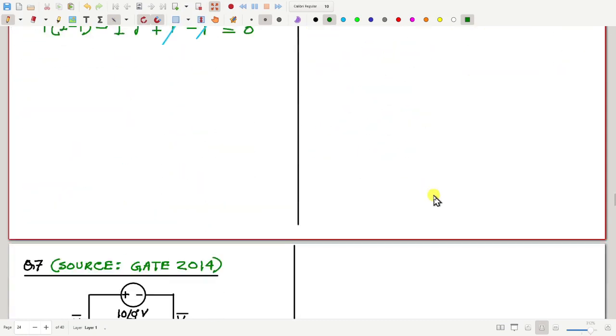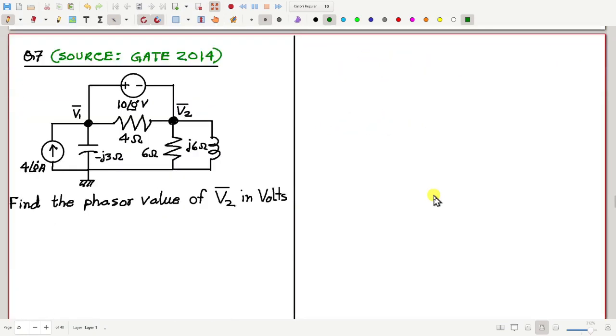Acha, so here is another question, another bit complicated circuit, but the question is simple because we have to find only one voltage, V2, that is the voltage at this point.